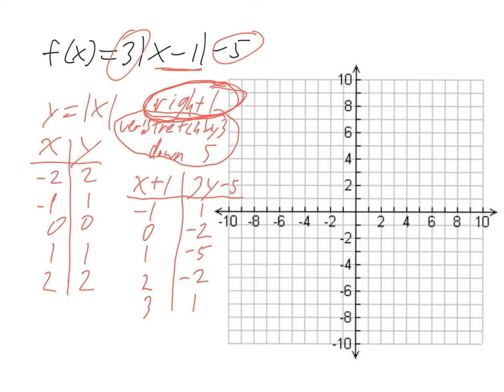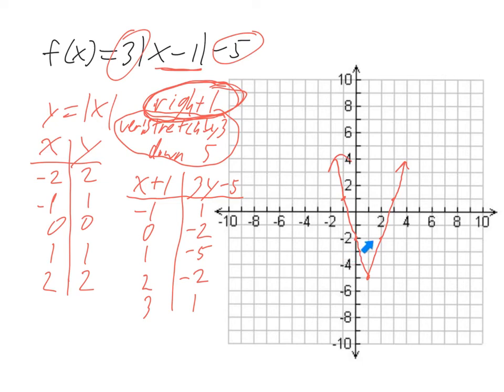So that quickly, instead of having to go through each phase separately, we're doing them all together in one shot. That's what's happening in this table. And then you'll see when we graph it, it's going to have everything we want. So negative 1, 1 is right there, 0, negative 2, 1, negative 5, 2, negative 2, and 3, 1. And if we go ahead and sketch that, we still have our familiar V shape.